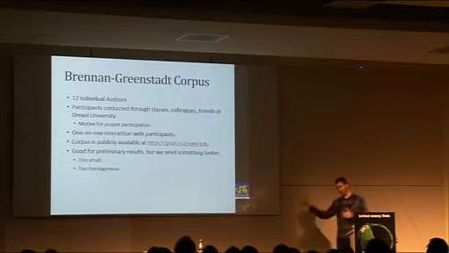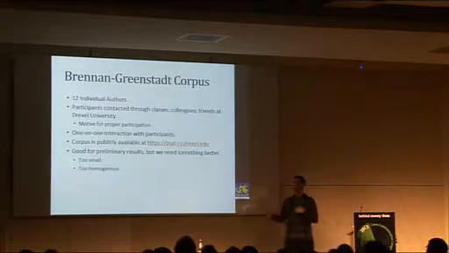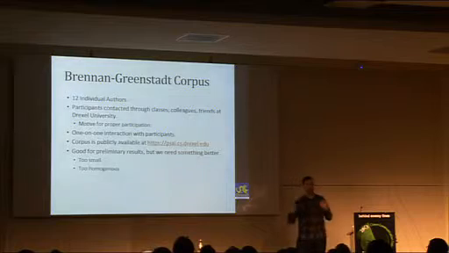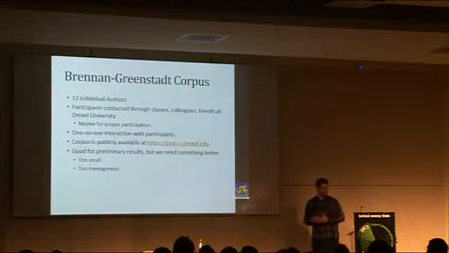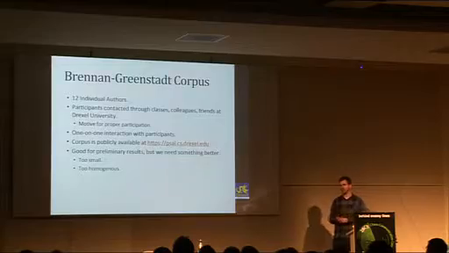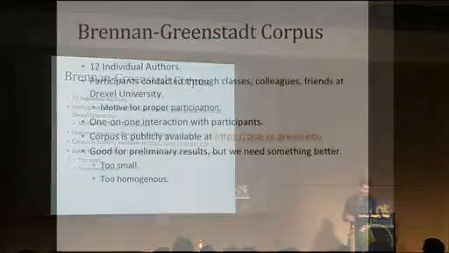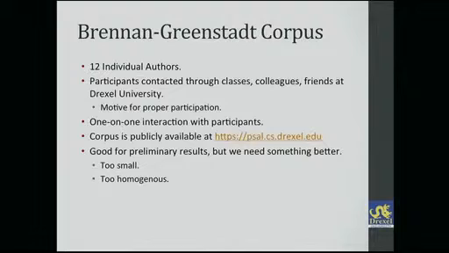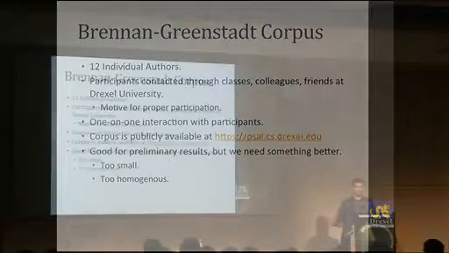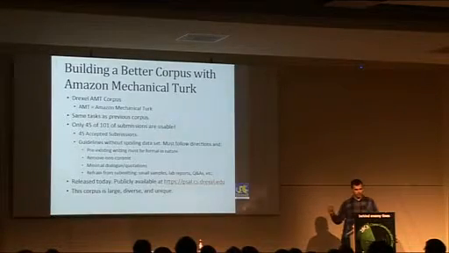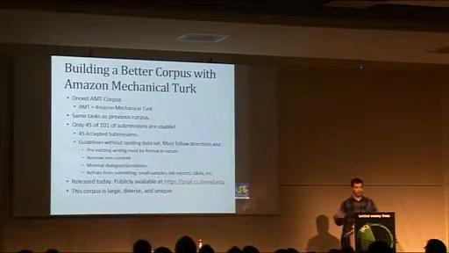Now, we had our original corpus, which we presented 2 years ago, which looked at 12 different authors, and these participants that we got through the university, they were through friends. They had a motive there to participate properly and follow the directions because they cared about us, we hope. And we had one-on-one interaction with these participants. This corpus, which we used for our previous research, is publicly available at our website, and this website will be up multiple times throughout the talk. You can download it now if you want to do some of your own research on it. But it was good for preliminary results, but we needed something better, because this was too small and it was too homogeneous. So we went to Amazon Mechanical Turk to build a bigger data set.